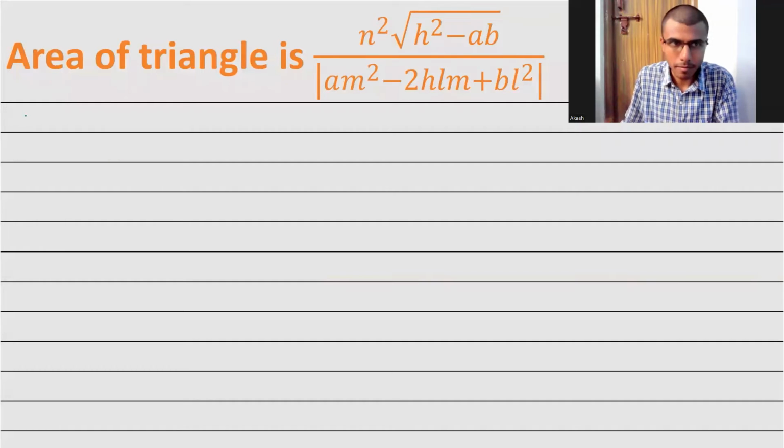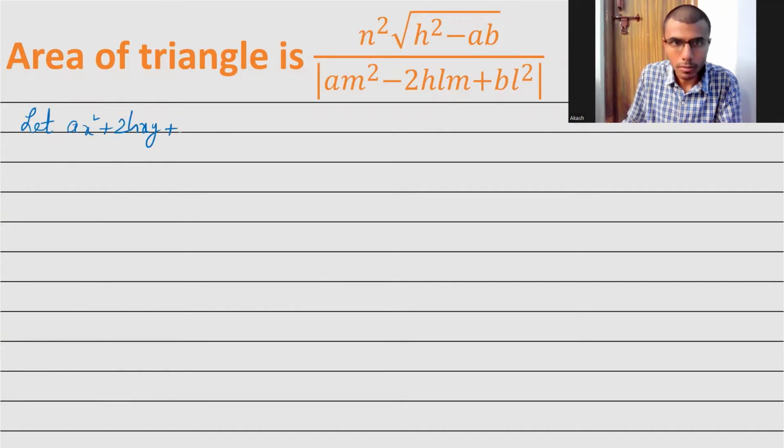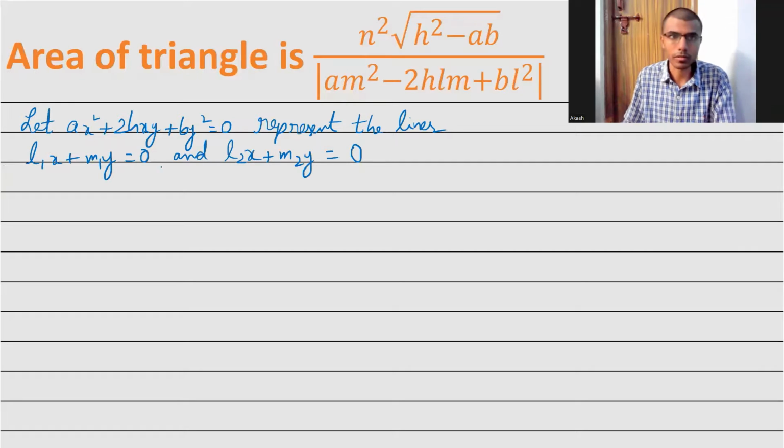First, let ax square plus 2hxy plus by square is equal to 0 represent the lines L1x plus M1y is equal to 0 and L2x plus M2y is equal to 0. Okay. Mark this as 1 and mark this as 2.